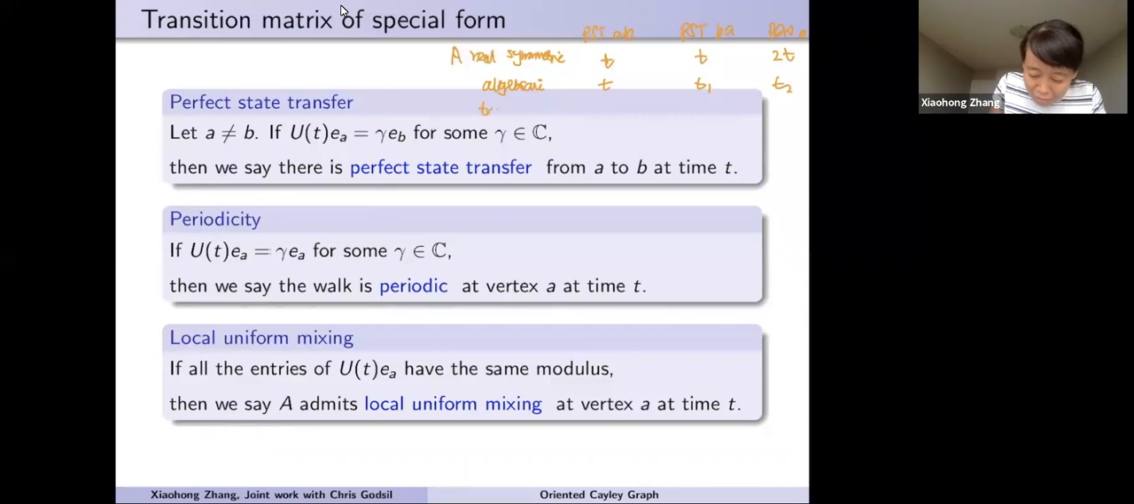If we would allow transcendental weights, if you have checked the poster about quantum walks on Hermitian graphs by Antonio and others, it's possible there is PST from A to B at time t, but there is no backward PST and the periodicity doesn't happen.